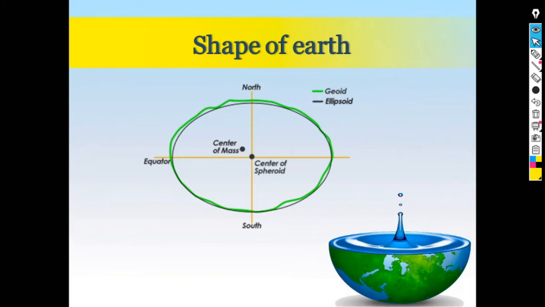So indirectly, what we can say, this green zone over here or green line, it represents your geoid. Okay, and this black line is an ellipsoid, which is an imaginary one. As we know, earth's surface is not smooth. It has mountains, so at mountains it is elevated. It has oceans and lakes, so that's a depression.